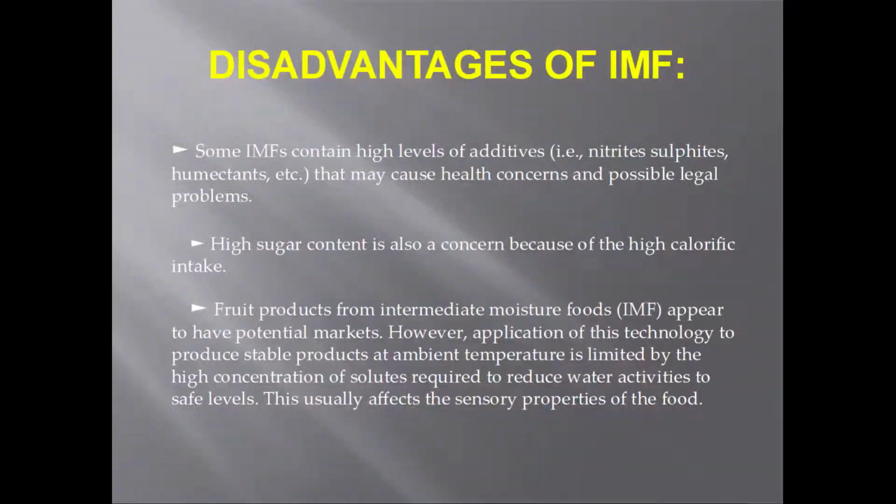Disadvantages. Some intermediate moisture foods contain high levels of additives that may cause health concerns and possible legal problems. High sugar content is also a concern because of the high calorific intake. Fruit products from intermediate moisture foods appear to have potential markets. However, application of this technology to produce stable products at ambient temperature is limited by the high concentration of solutes required to reduce water activities to safe levels. This usually affects the sensory properties of the food.